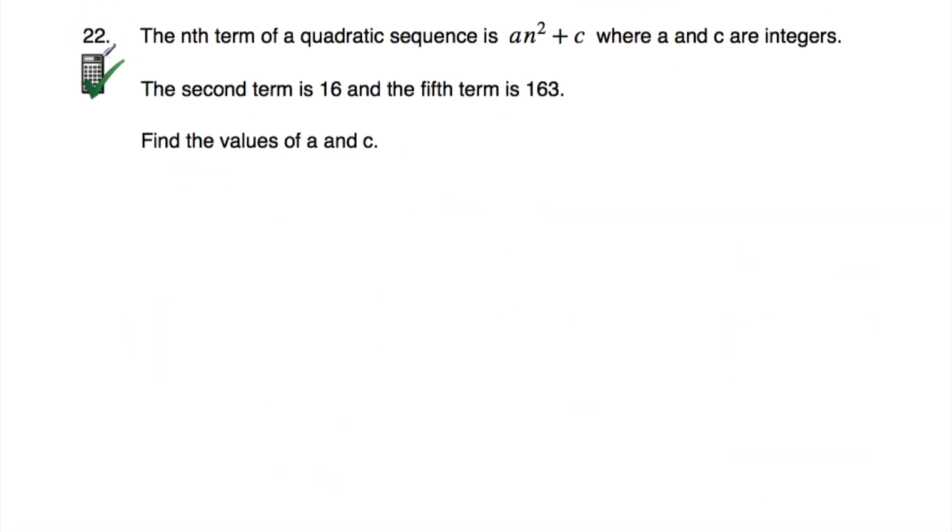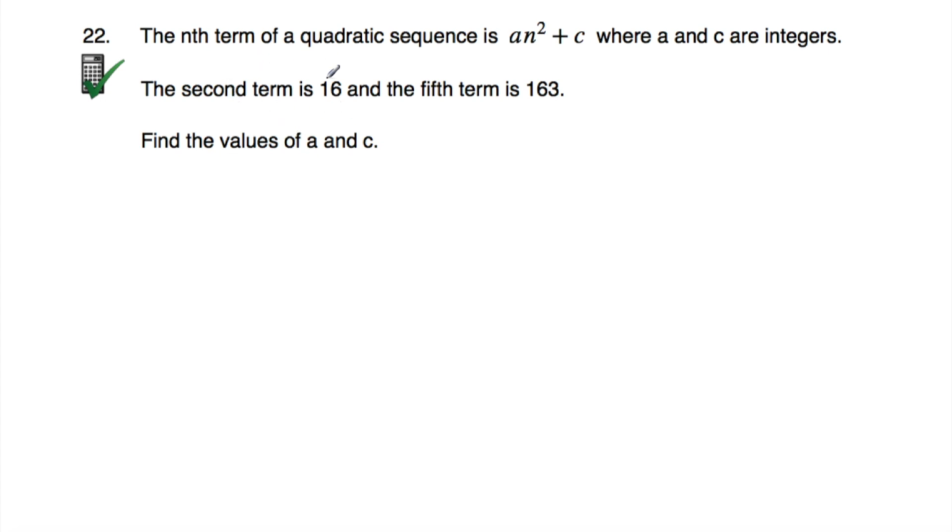Okay, let's have a look at question number 22. We're told that the nth term of a quadratic sequence is an squared plus c, where a and c are integers, and the second term in the sequence is 16, and the fifth term in the sequence is 163. And we've been asked to work out the values of a and c.